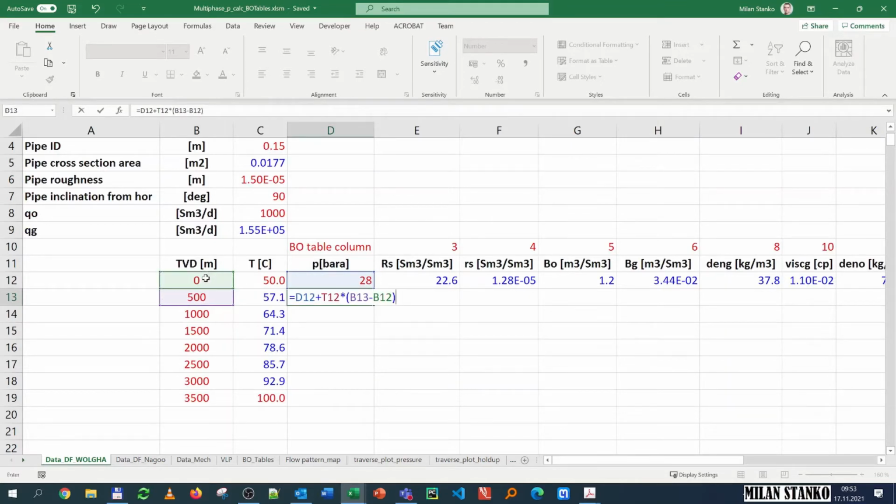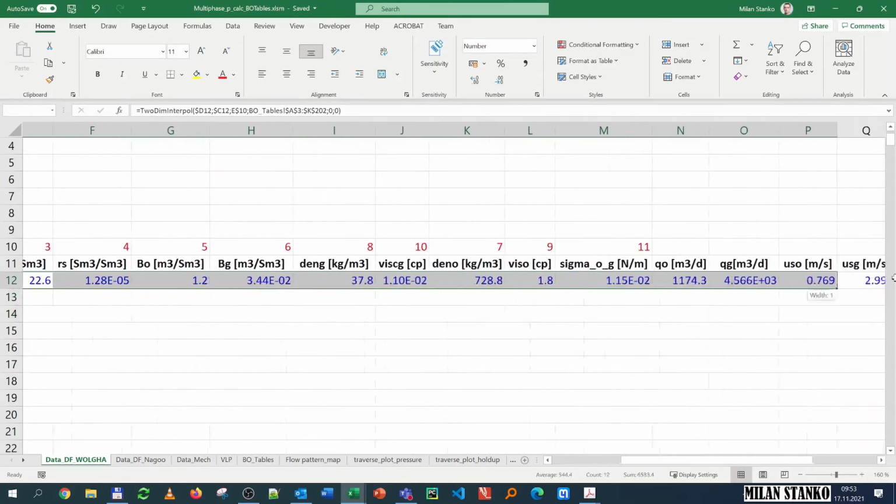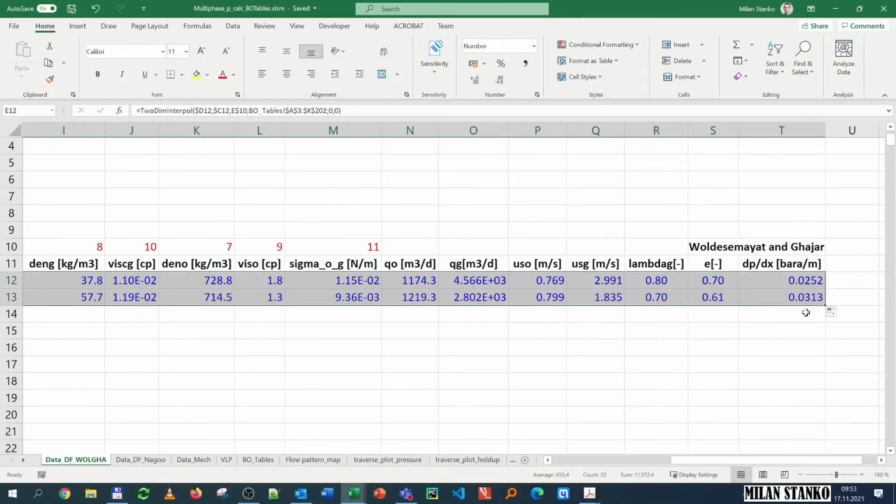Okay, I could have made my life easy and just typed 500 there, but then if you want to change the step, let's say you want to make a longer wellbore or a finer discretization, it's easier to change this way. You see now that the pressure 500 meters below becomes 40 bar. And then I can drag all of this down and it should work, hopefully.